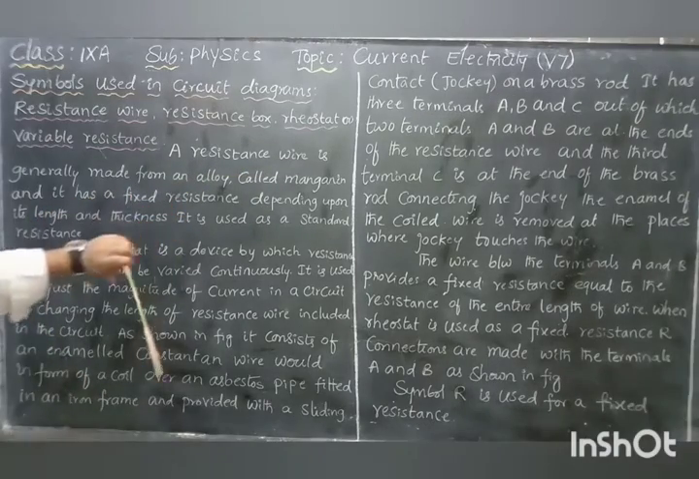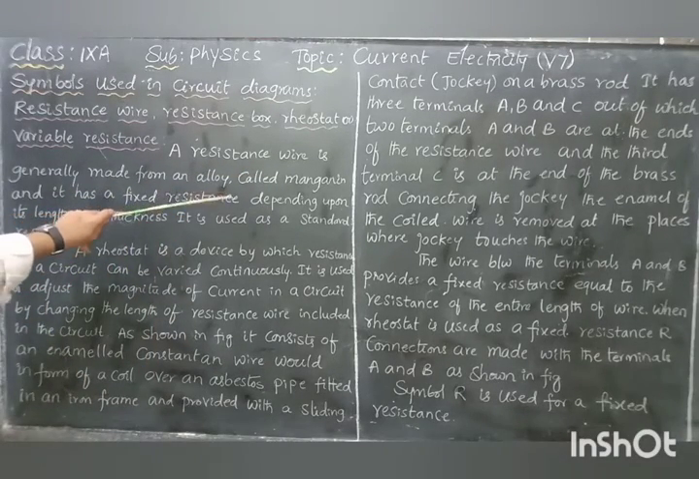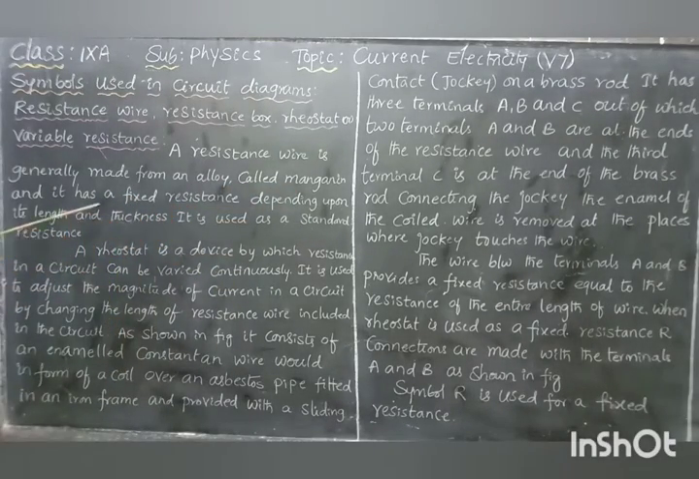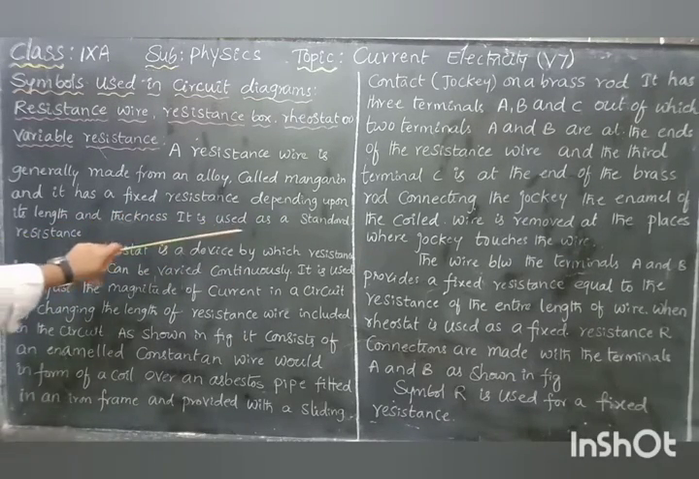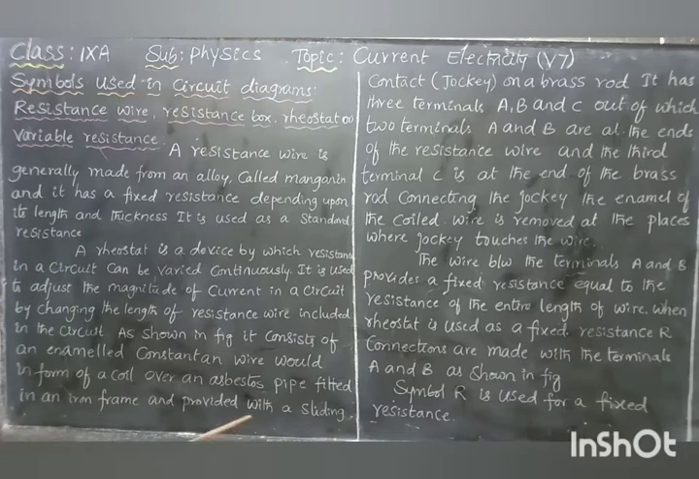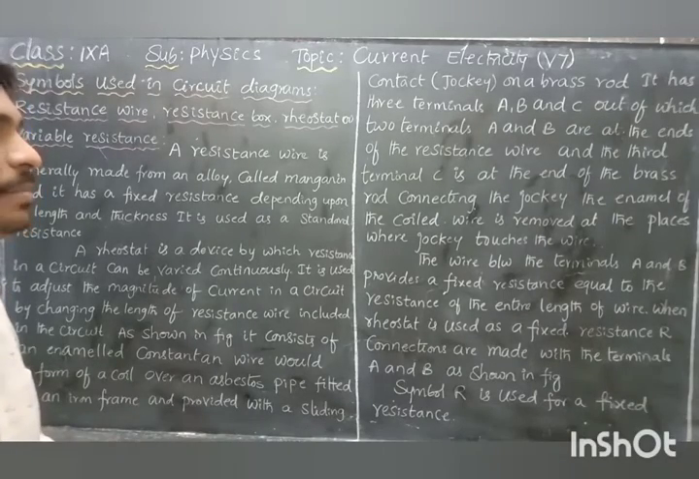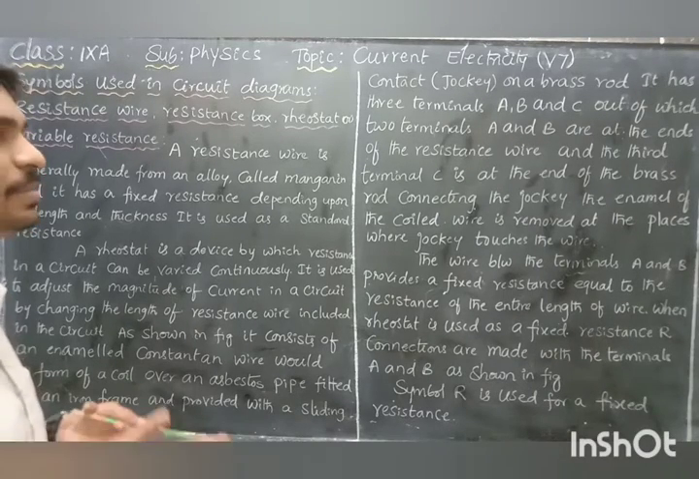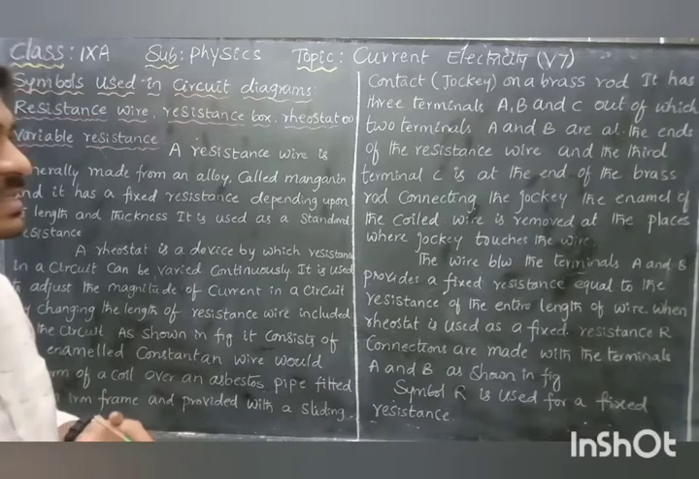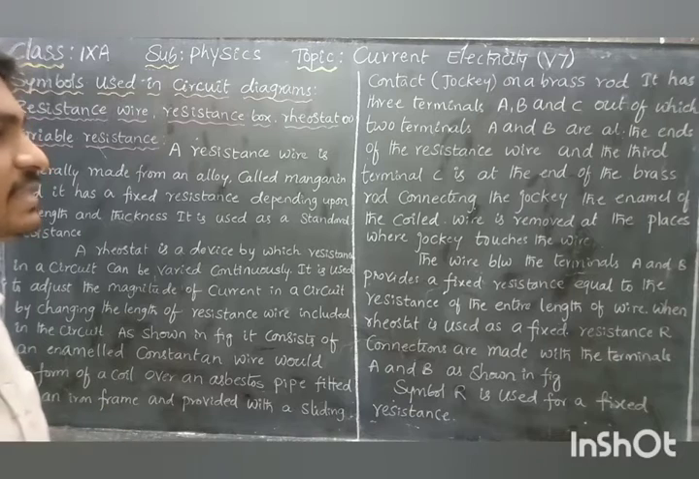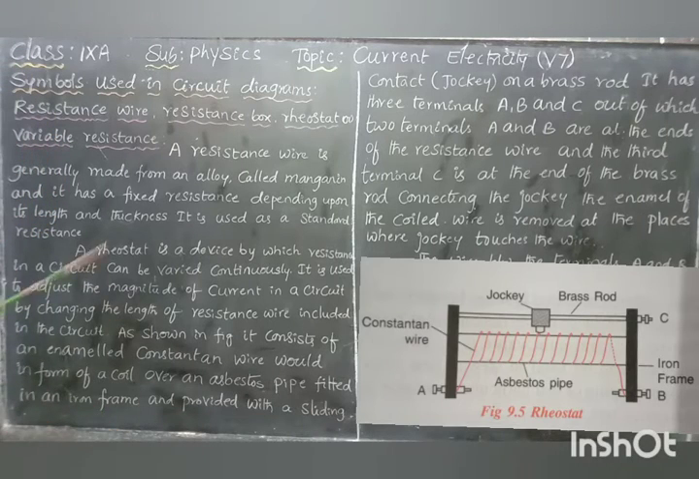The resistance wire is generally made up of an alloying material called manganin, and it has a fixed resistance depending upon its length and thickness. It is used as a standard resistance. The resistance of a material depends upon the length as well as the thickness of the manganin alloy, so it is a standard or fixed resistance. A rheostat is different from the standard resistance.